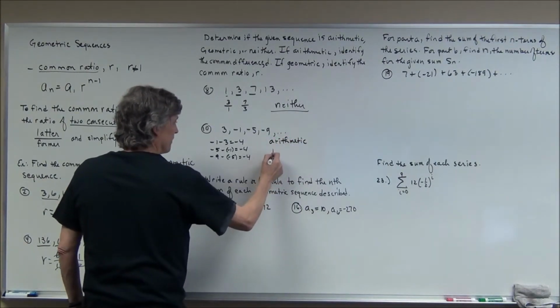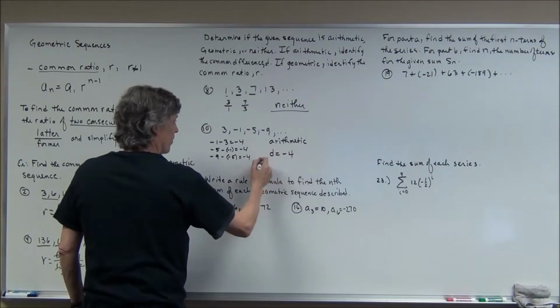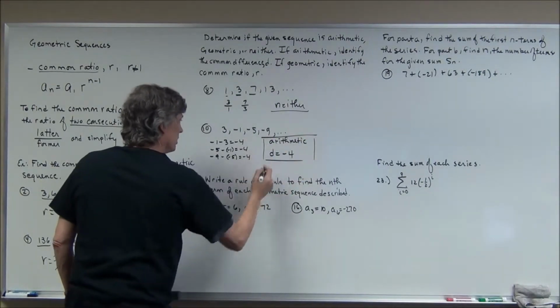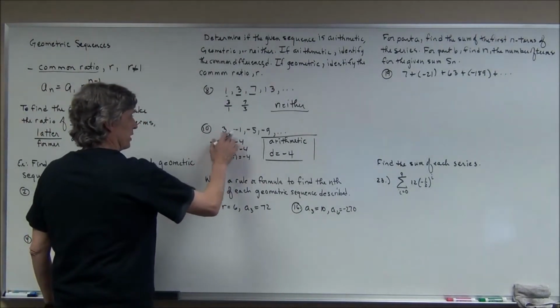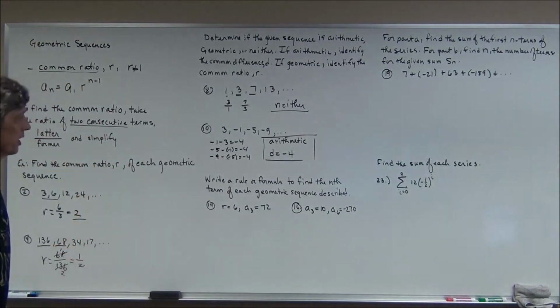And my common difference is negative 4. They ask for both things here, so make sure you list both things. Now, I didn't do an example that's geometric because most of these problems are geometric, so you're going to get plenty of chance to see those. But if this hadn't been arithmetic, then I would have looked at the ratios to see if the ratios were the same, to see if I had a common ratio.